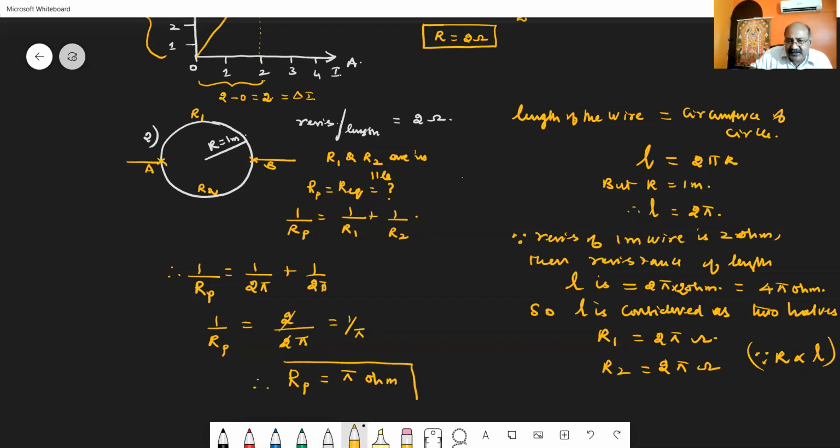Hope you have understood this. So this is how we can calculate the equivalent resistance for the 2 diametrically opposite points in a given circle.